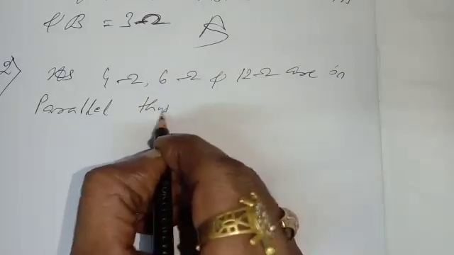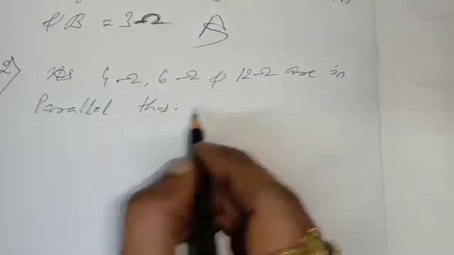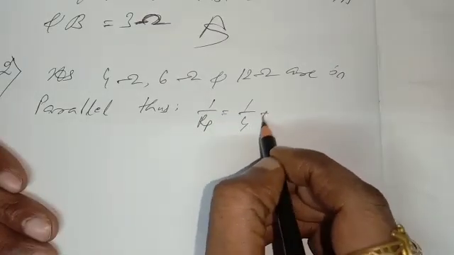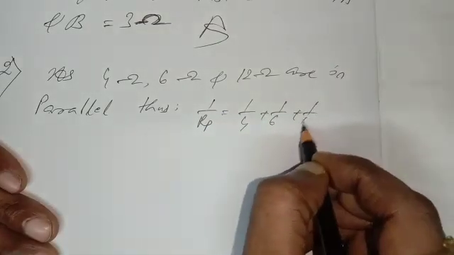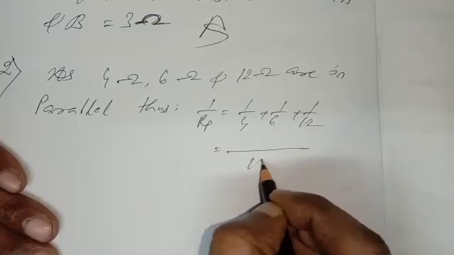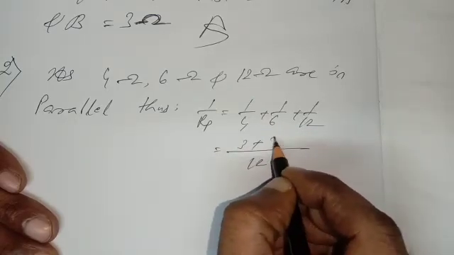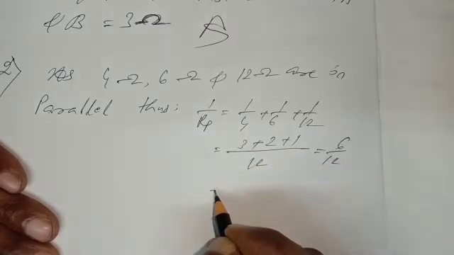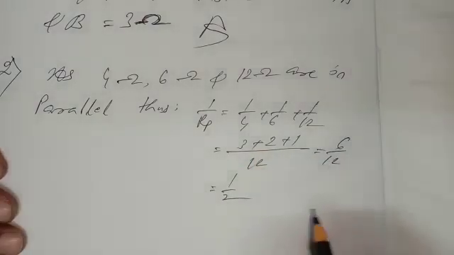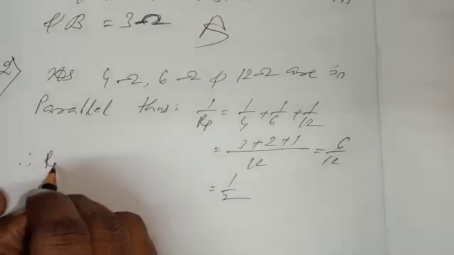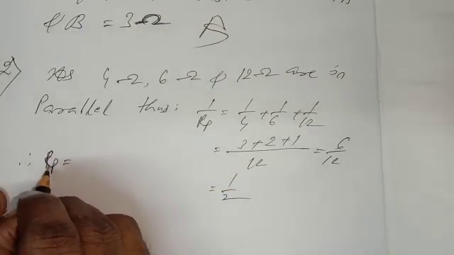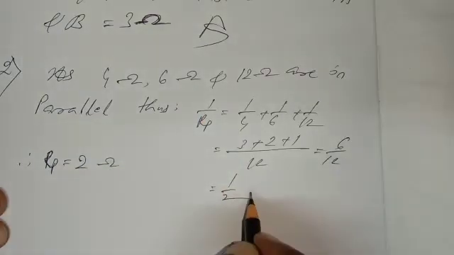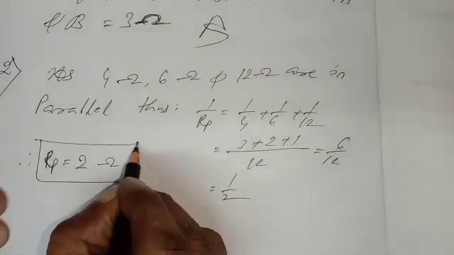Thus, the equivalent resistance will be 1 by Rp is equal to 1 by 4 plus 1 by 6 plus 1 by 12. The LCM will be 12. 4 threes are 12, 6 twos are 12, 12 ones are 12. Coming how much? 6 by 12. 6 by 12 means 1 by 2. Therefore, finally you are getting the three resistor equivalent resistance. 1 by Rp is equal to 1 by 2. This implies Rp is equal to 2 ohm.